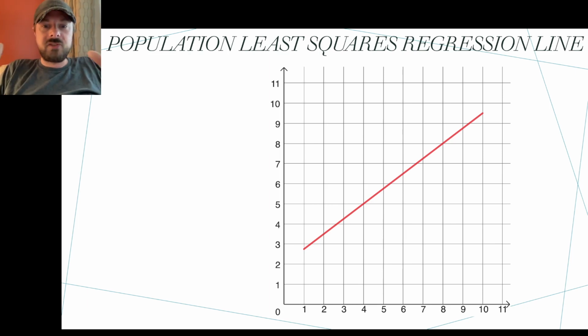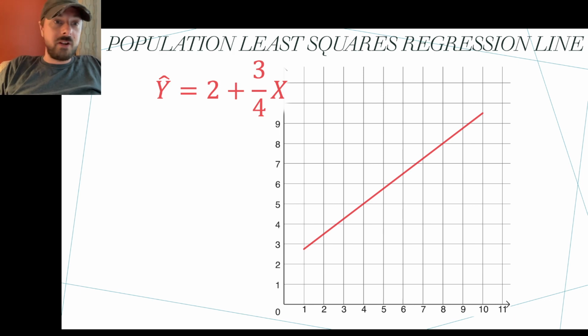Good day, statisticians. Today we're going to be taking a look at the idea of a population least squares regression line from the perspective of random variables and linear transformations of variables, right? So for instance, here I have a line. It's a line segment technically that goes from x equals 1 to x equals 10.